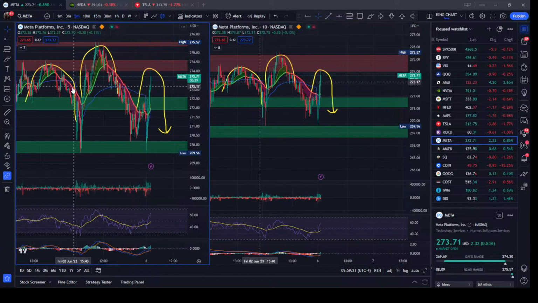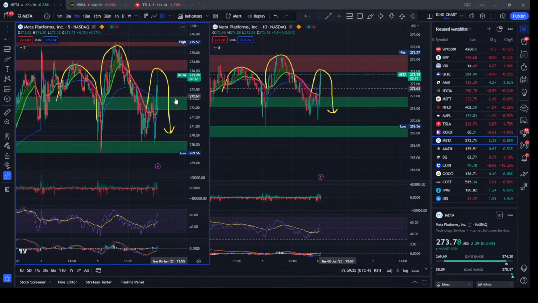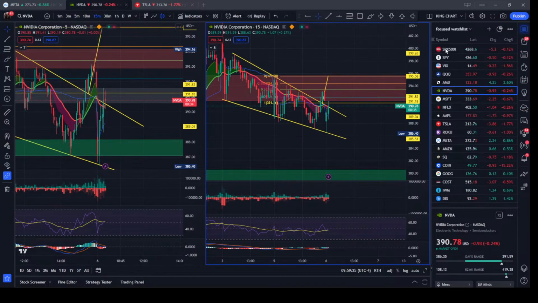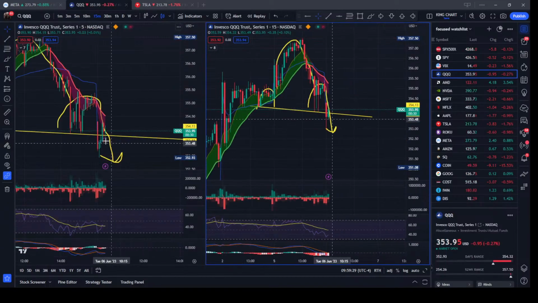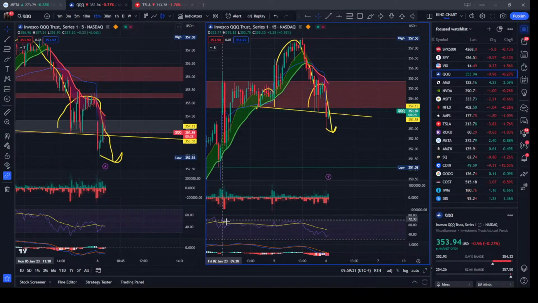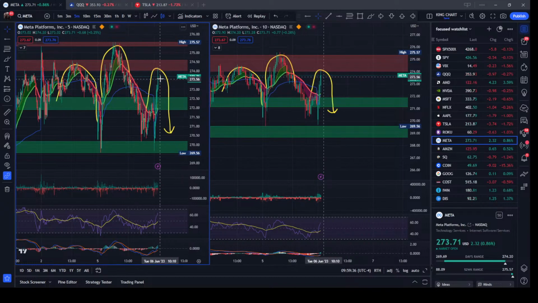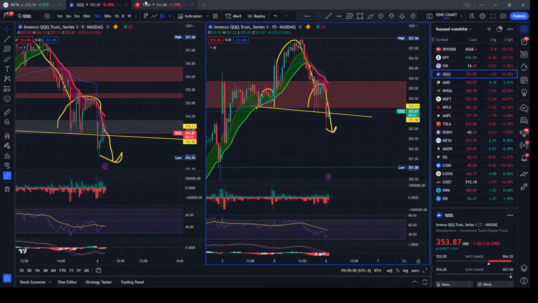Now what's bothering me is that I don't want to take a put position here when NVIDIA and AMD are so strong. And Qs are also trying to come back as well, so that makes me hesitate on shorts on Meta. So we'll just wait.